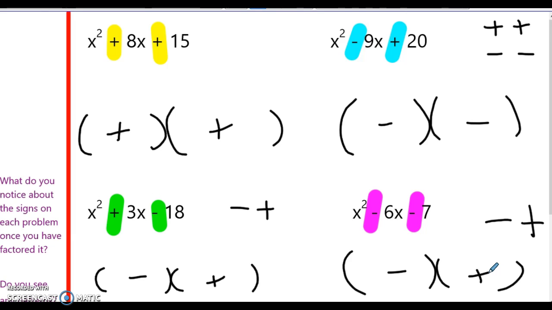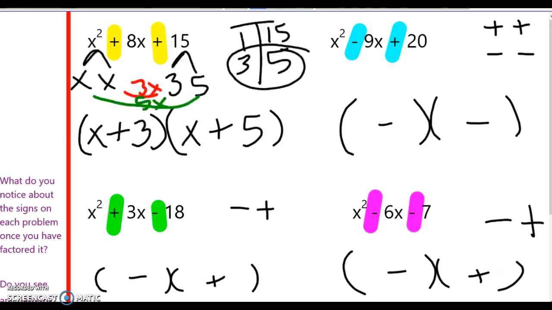It's just going to pop up and be done, and see if you can figure out why it is the way I have it. All right, so this first one, I know that 3 times 5 gives me positive 15, 3 plus 5 gives me 8 in the middle. And so you can see my work. My solution is x plus 3 times x plus 5. If you haven't already done it, quick pause and do that next one.